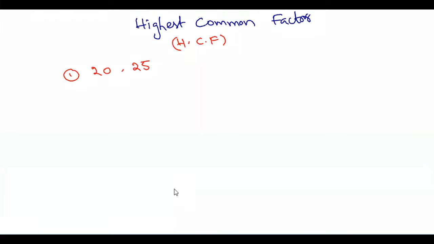Explain about the highest common factors. So to find the highest common factor of the numbers, first of all, we need to write the factors of the given numbers 20 and 25.